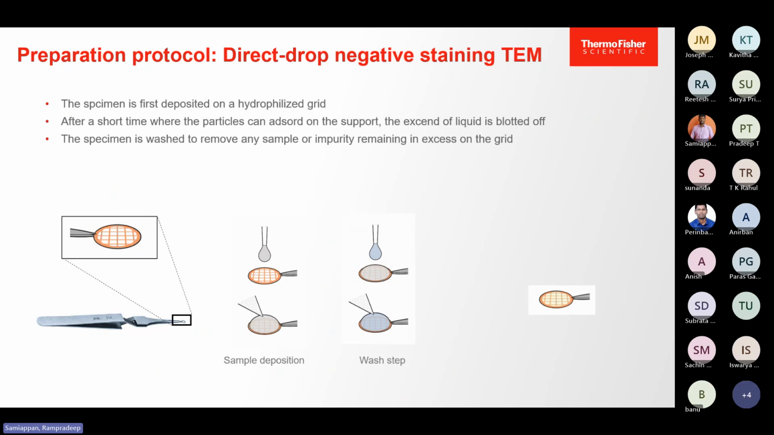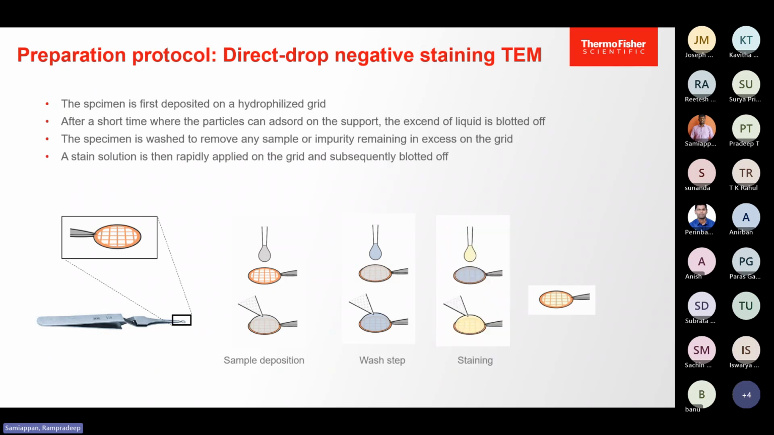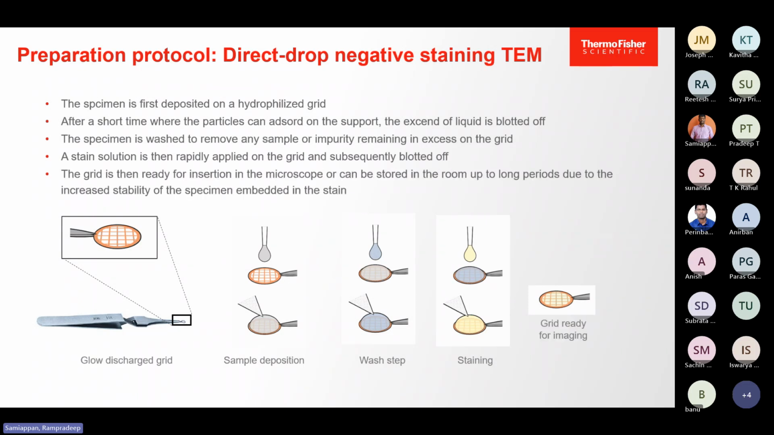And then the next step is washing steps. Similarly, with the filter paper, gently swipe around the rest of the liquid. And the final part is the staining process. And the grids are ready for imaging.